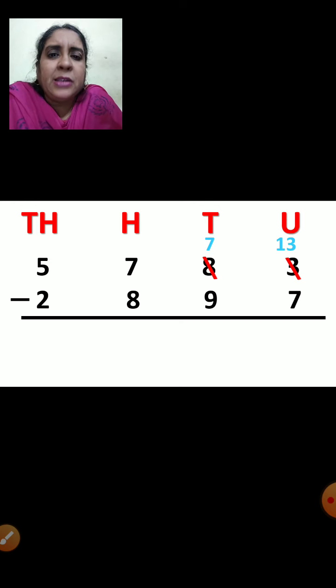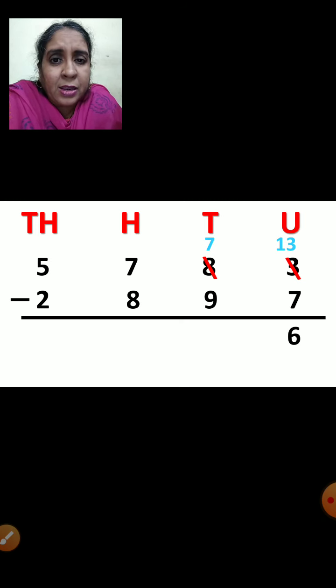13 minus 7. How much will it be? Yes, very good. It is 6. Now we will see tens place. Now here also you can see tens place. 7 is small, 9 is big. Can you subtract 9 from 7? No. What will you do?